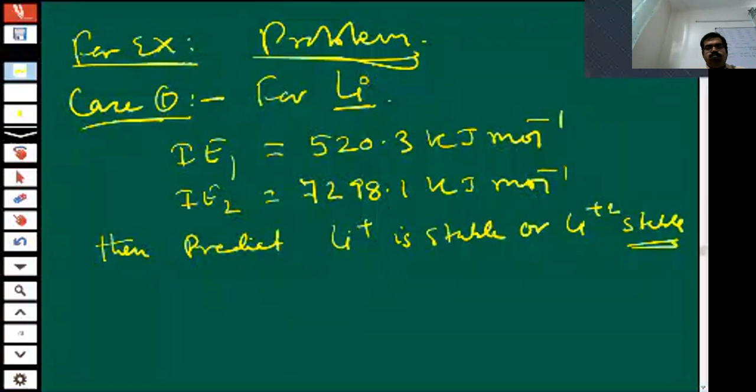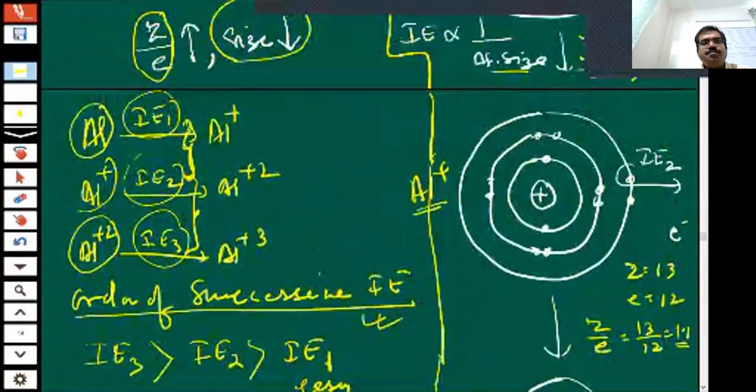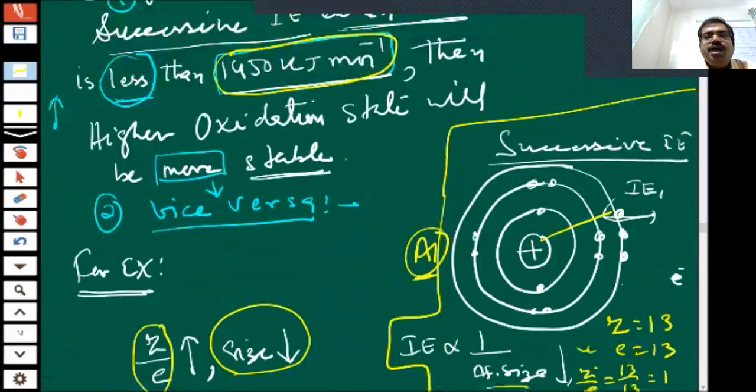See what I have written. If the difference is 1450, then the higher oxidation state is stable. Less than this, the lower one will be stable. First find out the difference.